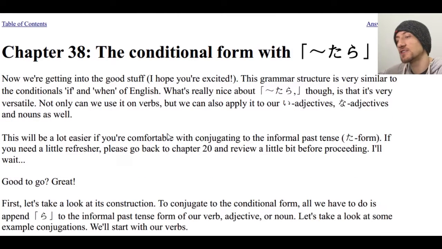Next time we're going to look at chapter 38, the conditional form. We're going to look at sentences like, if it rains, I won't go to the park, or if I have time, I will study. Something that I think is a little advanced, but up to this point, you're ready for it. A very, very important lesson, so be sure to check back next week for that.